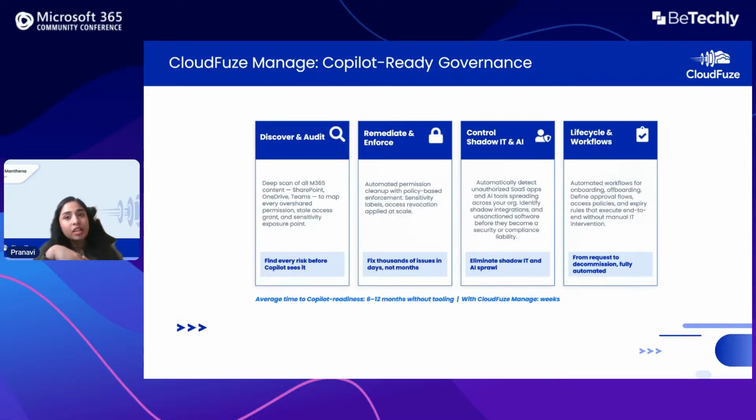Here's something that's often overlooked in the governance conversation. We only talk about data and content, but while you're securing your M365 environment, employees are also connecting unauthorized SaaS apps and AI tools to your tenant. Tools that didn't go through any approval process, agents that operate without any oversight. CloudFuze also identifies that kind of sprawl before it becomes a security and compliance liability.